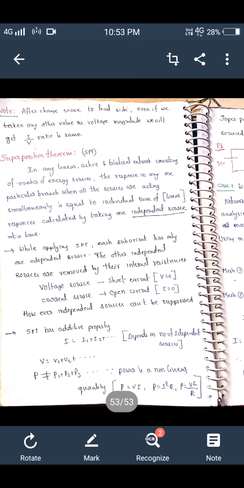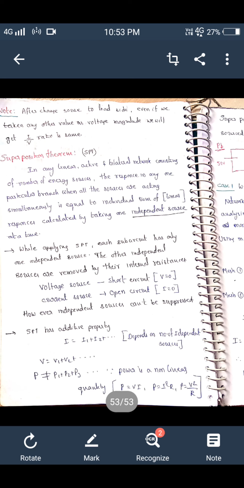The closed loop condition is nothing but verification, meaning because of all the sources, the response is equal to the linear sum of individual responses. Open loop is nothing but we calculate each and every source's response. After that, we add linearly all the magnitudes, then we can get the total current or voltage. But it is not applicable for power calculations. This is about the superposition theorem.